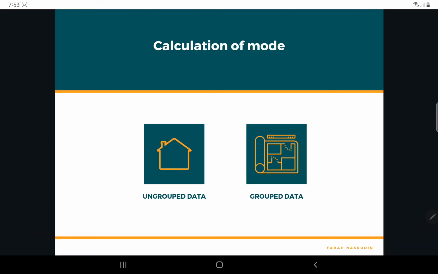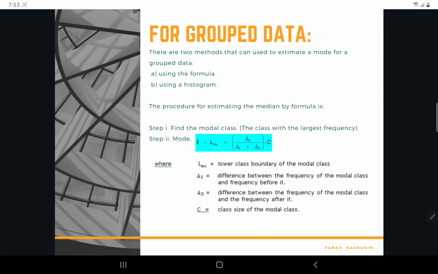Okay, so for the calculation of mode, you just have two formulas, for ungroup data and group data. For group data, there are two methods that can be used to estimate the mode: using formula and using histogram. To find the median by using formula, sorry, it is not median. Mode, mode.